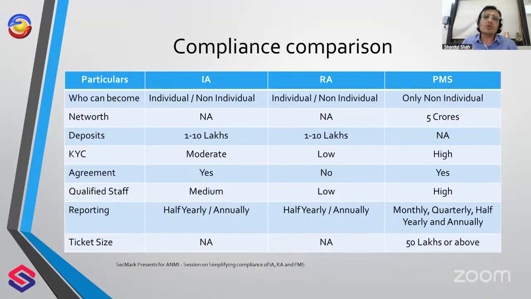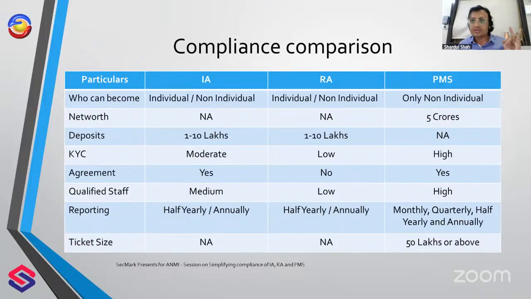The next parameter is qualified staff. With regard to IA and research, there is a principal officer requirement and two parameters: one is the educational qualification and the second is the NISM certification. However, with regard to PMS, there are three categories of eligibility criteria.